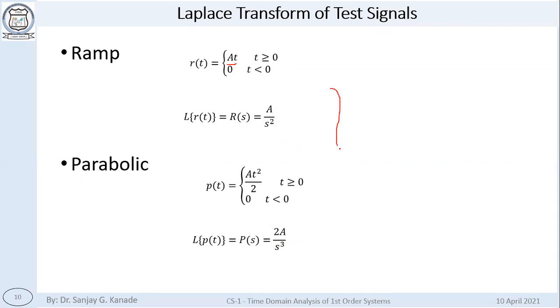In all these cases, if those are unit ramp or unit parabola or unit step or unit impulse, then A will be 1 if the signal is unit, right? Unit ramp or unit parabola or unit step. So everywhere A will be replaced by 1. Okay, so these are the Laplace transforms of the test signals. Are you getting all this?